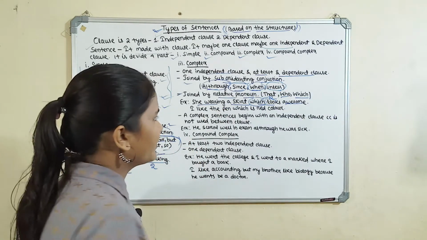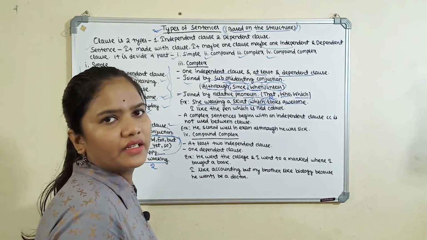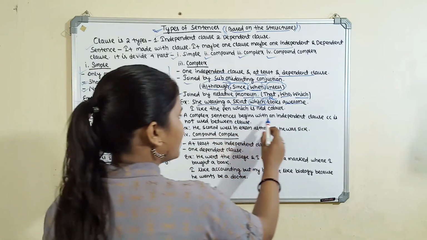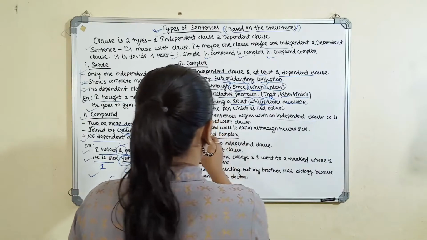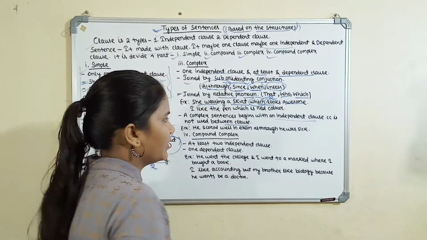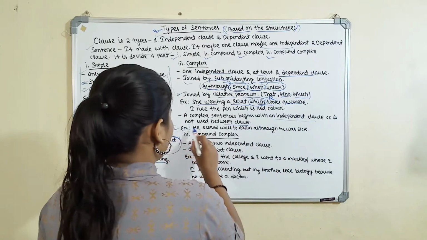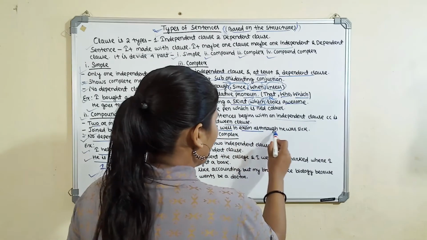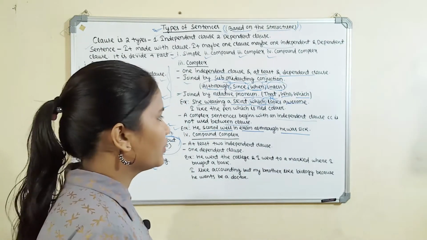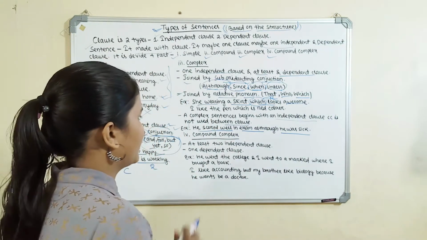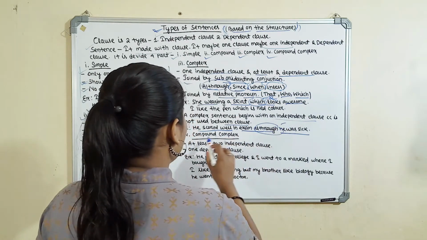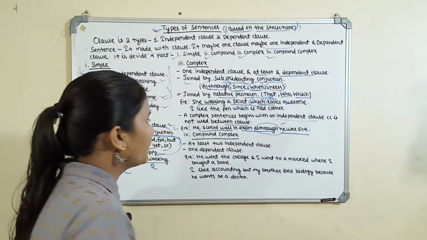Then we will learn the criteria of a complex sentence. A complex sentence begins with an independent clause, and a comma is not used between the clauses. It always starts with an independent clause. Example: he scored well in the exam although he was sick. Even though he was ill, he was scoring good marks in the exam. Although is the subordinating conjunction here, and that is all about complex sentences.